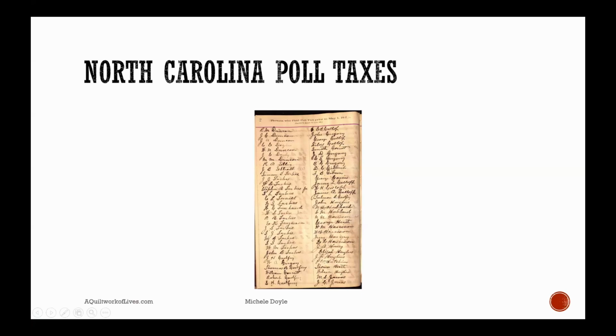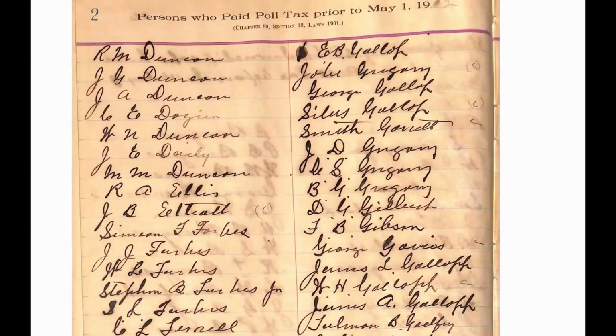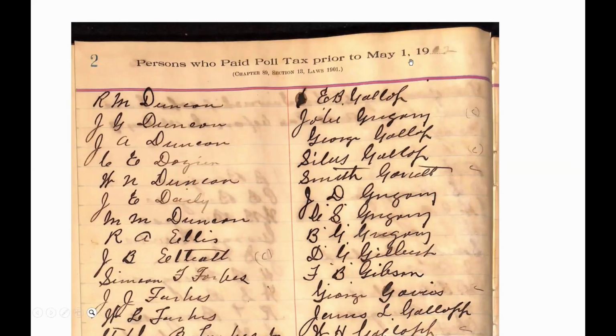All right, poll taxes. This is a North Carolina poll tax. This is just names. So here's a 1902 poll tax. All these men, all these men, all these men. It looks like there's nothing of genealogical value here, but again, I want to go back and see what those laws were. That table that we looked at earlier, what's the age in 1902 that you had to be in order to pay a poll tax? So you know all these men are older than that age.